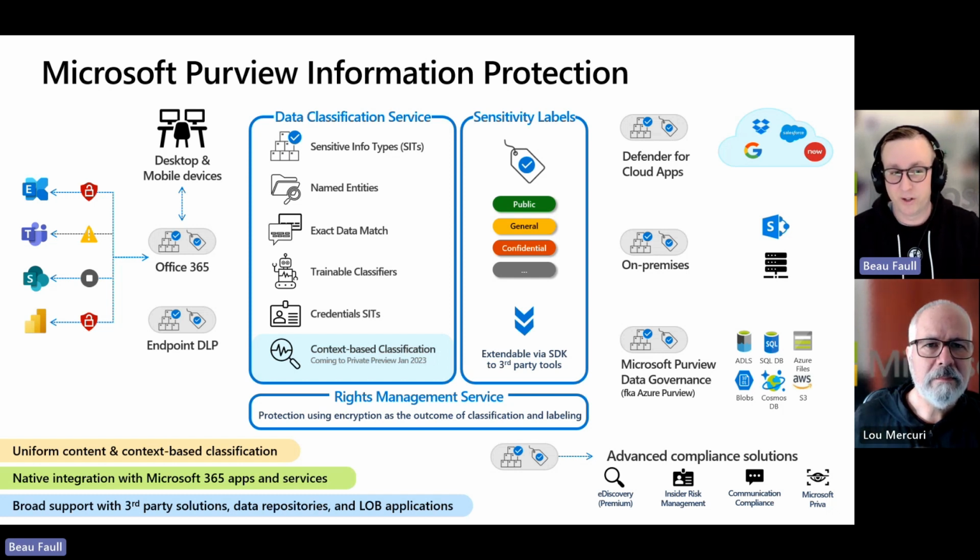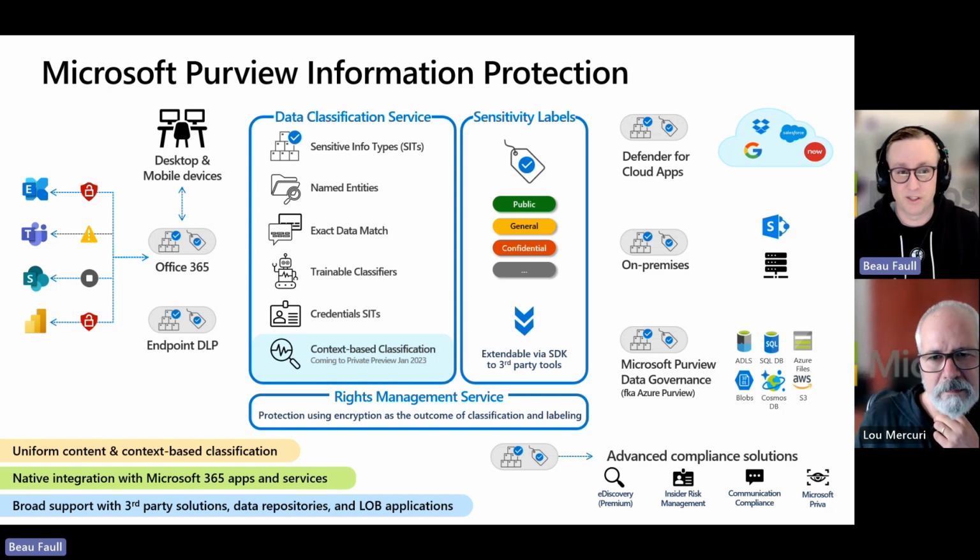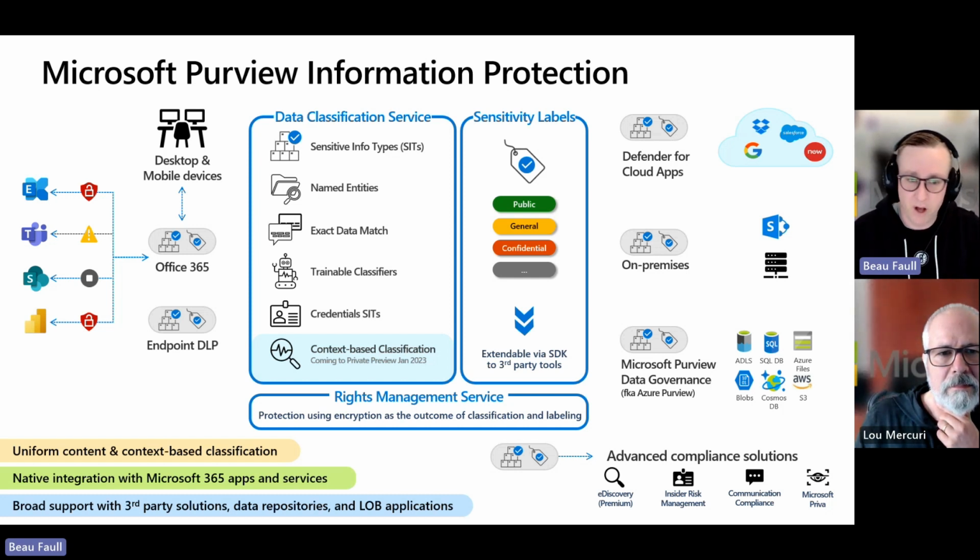We can also extend that out to obviously 365. We can use those sensitive information types in things like endpoint DLP, Power BI, Teams, SharePoint, Exchange. We can extend those out to those different solutions. It also feeds into a bunch of other things like the Insider Risk Management engine and communications compliance. We can extend them out into Microsoft Priva. They're used as a fundamental building block across the entire platform, the entire service.